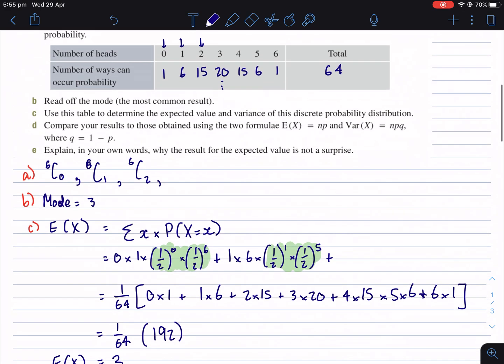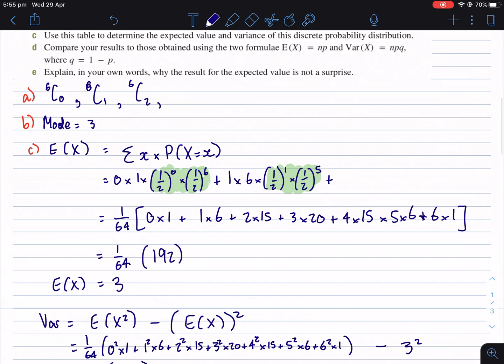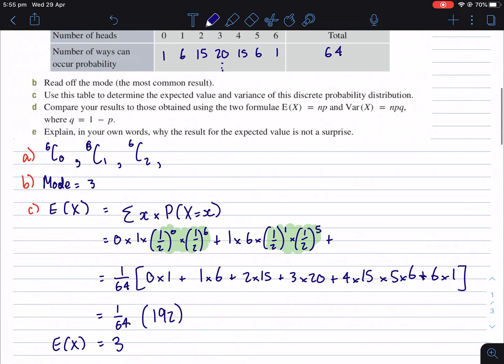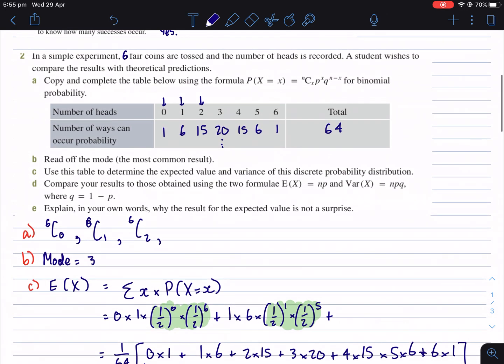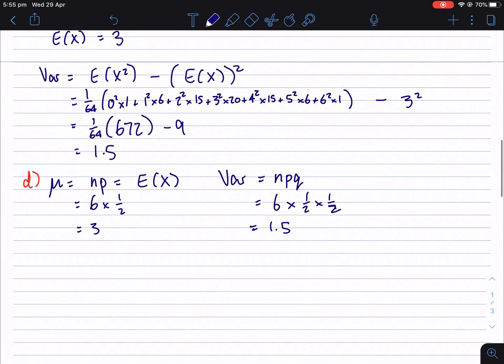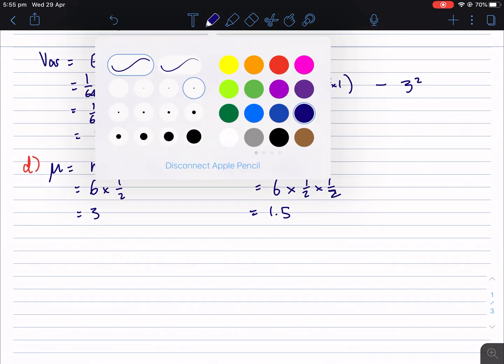And E, explain in your own words why the result for the expected value is not a surprise. I mean, it's a fair coin, and you're going to get heads half the time, and half of 6 is 3. So yeah, that's not a surprise. Half of 6 is 3.